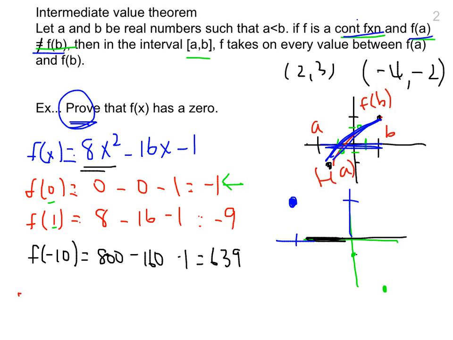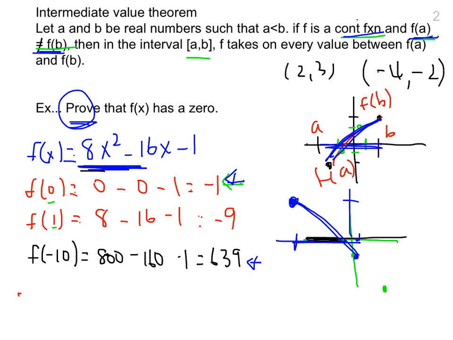Now if I take the first point I chose and the last point I chose, and then once again, we know that this is a continuous curve because it's a polynomial. If I connect it, because it's continuous, I can do that. And because our y values are not the same, since this is negative 1 and this is 639, I know that this has some point between the x values such that it crosses the x axis.